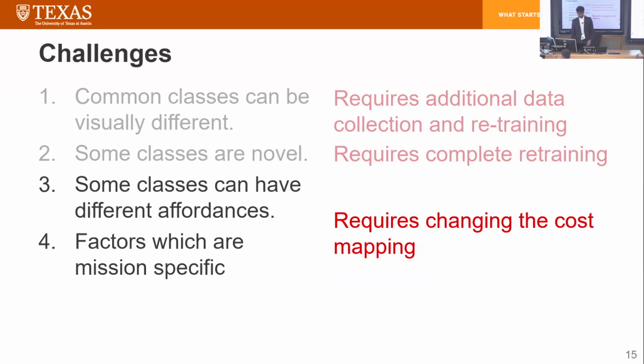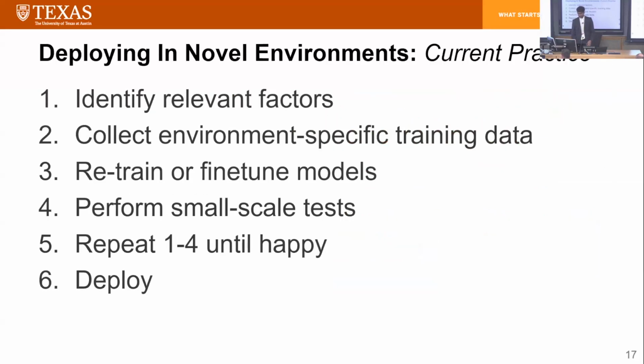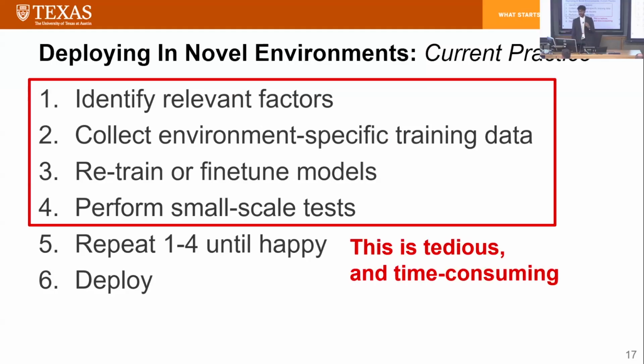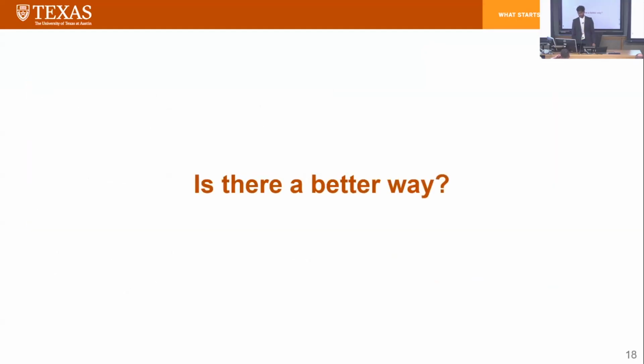Looking into the challenges, here is the current practice that we generally follow. We identify relevant factors, collect environment-specific training data, and then retrain or fine-tune our models, do some small-scale tests, and once we are happy with these steps from 1 to 4, we start deploying. This is very tedious and time consuming. So is there a better way?